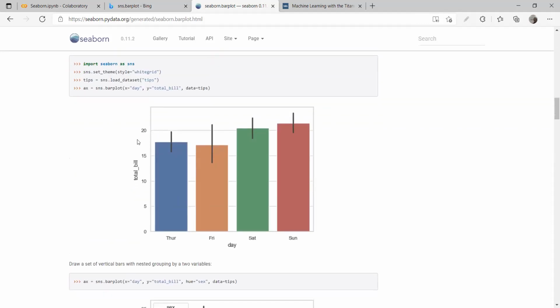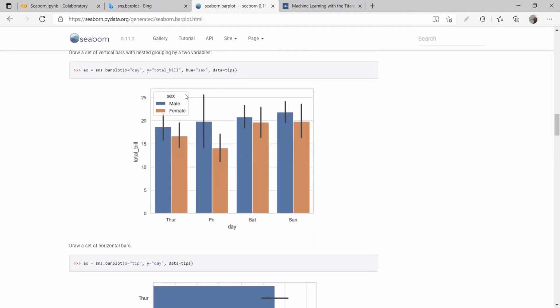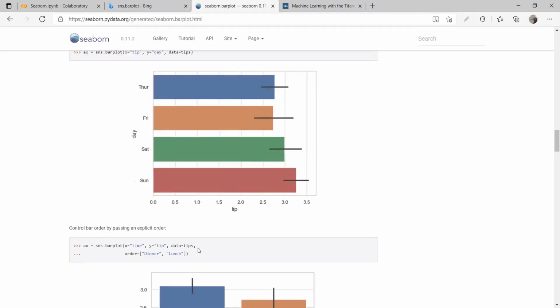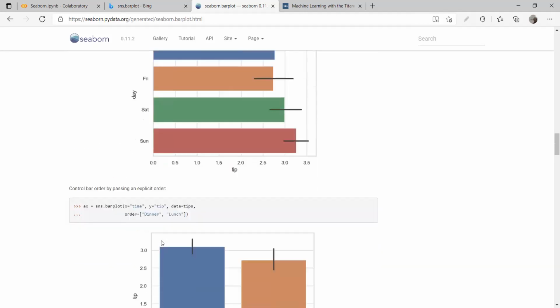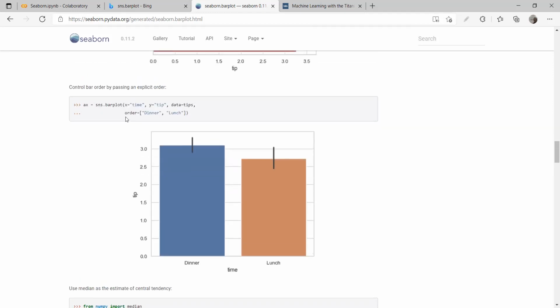So over here he has just plotted X and Y and data tips. Just run X, Y, and data tips. So over here he has written order by. The x-axis was time, but he has ordered by dinner and lunch. So time it doesn't know, right? I mean, show dinner first and then the lunch.